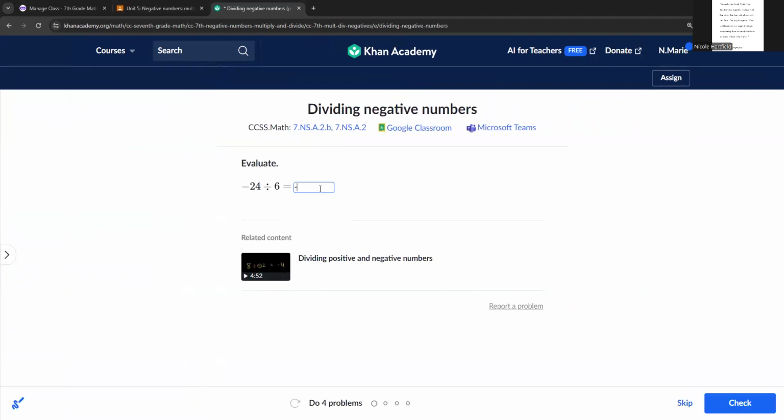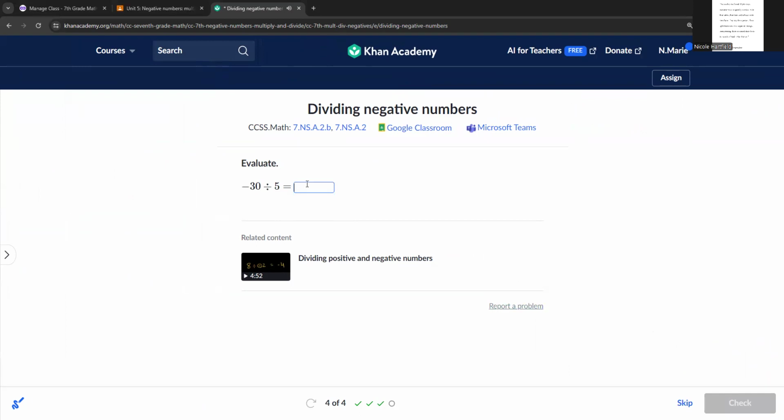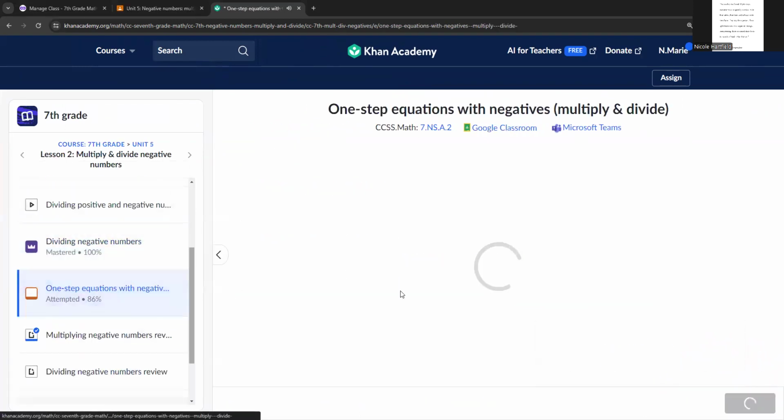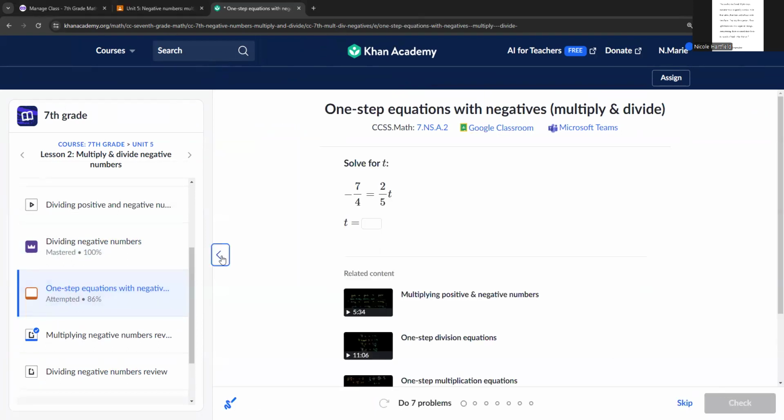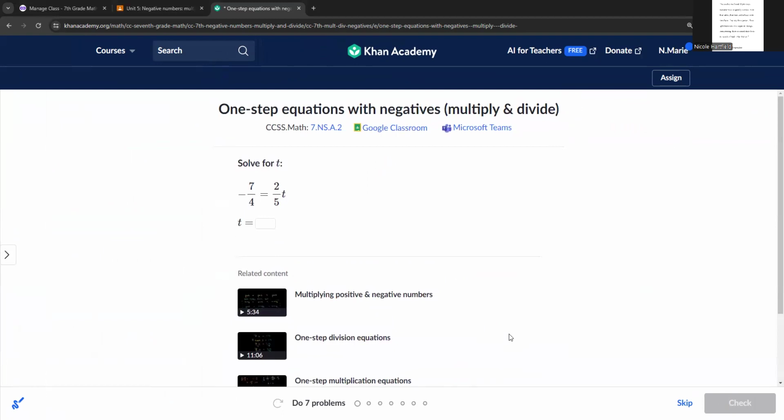One negative, your answer is negative. Two negatives, your answer is positive. Anything 0 divided by any number is 0. Very simple. All right, so let's go to one-step equations. With one-step equations, to move things around, when something is being multiplied, to move it to the other side, you divide, and vice versa.